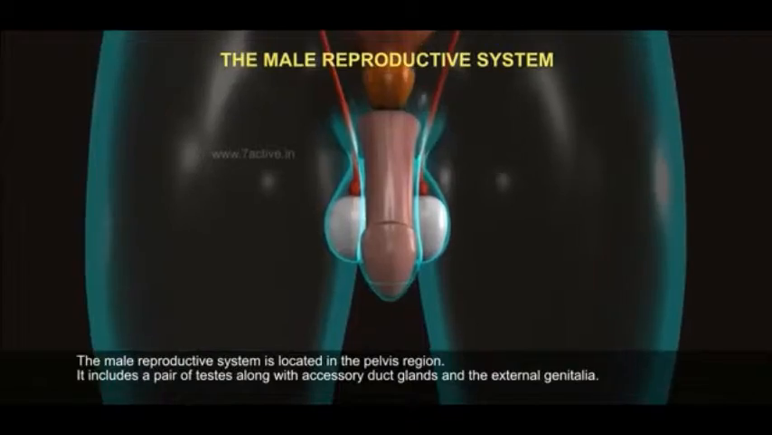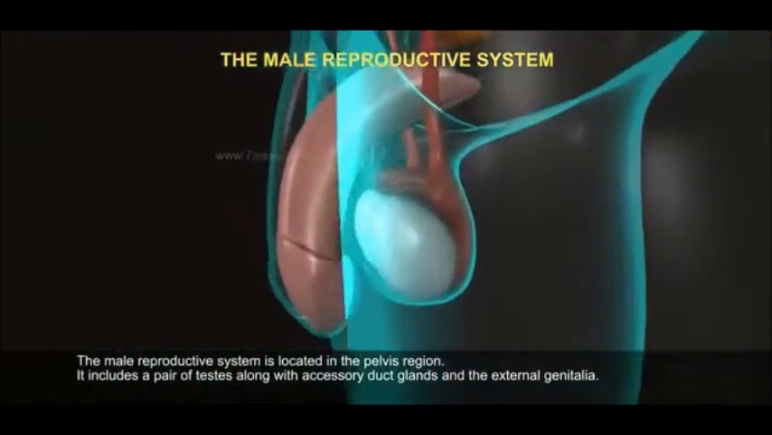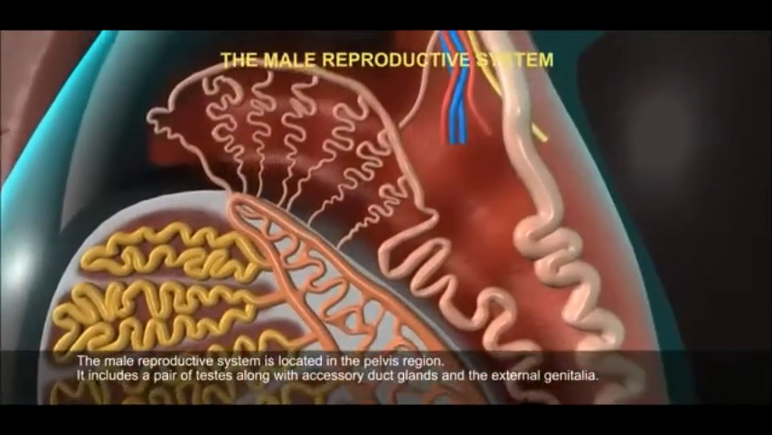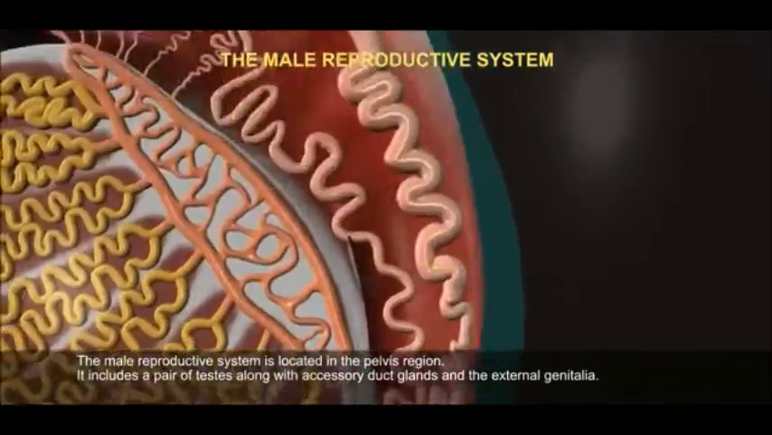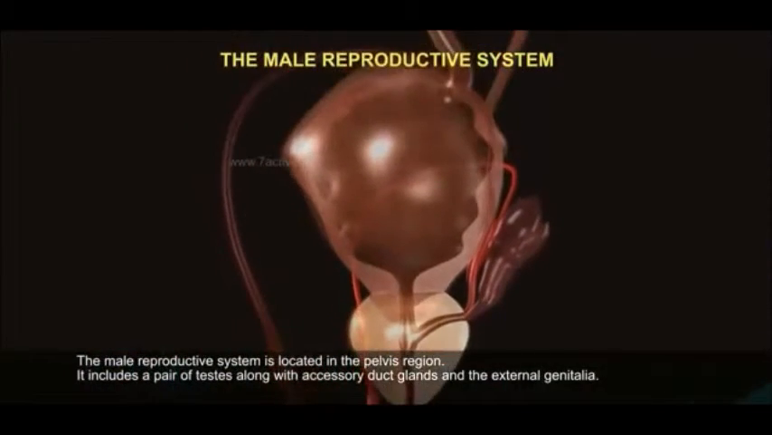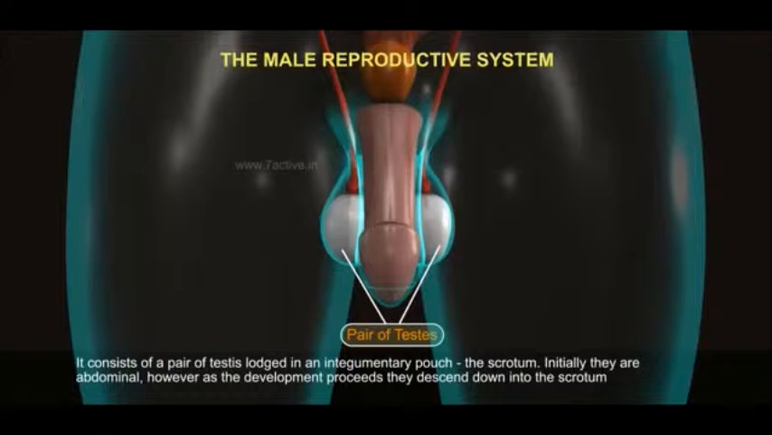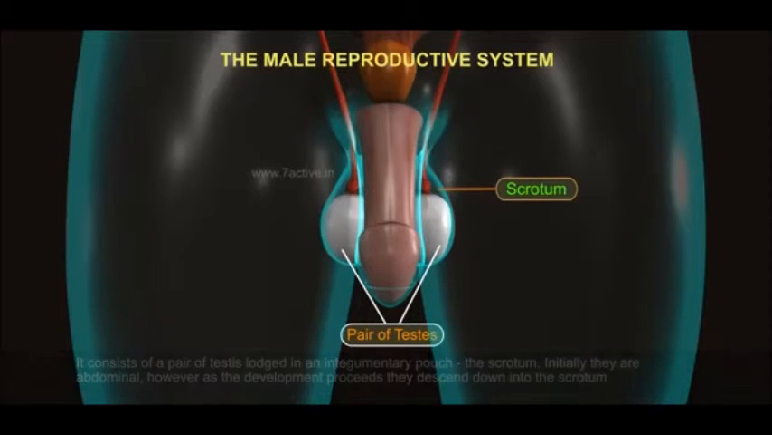3.1 The male reproductive system. The male reproductive system is located in the pelvis region. It includes a pair of testes along with accessory ducts, glands and the external genitalia. It consists of a pair of testes lodged in an integumentary pouch, the scrotum. Initially, they are abdominal. However, as development proceeds, they descend down into the scrotum.